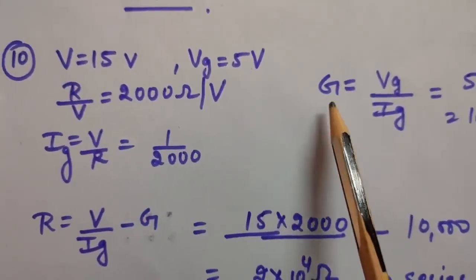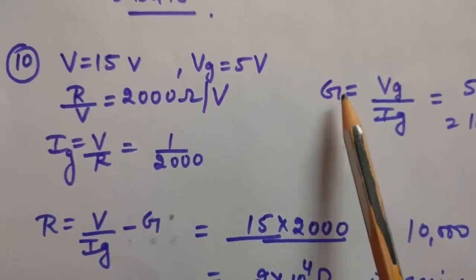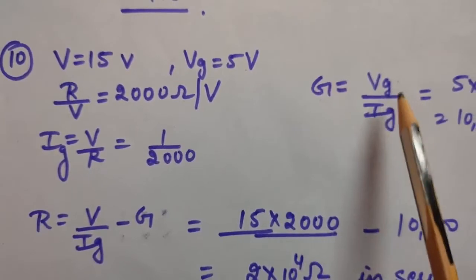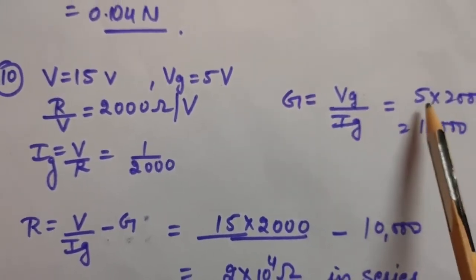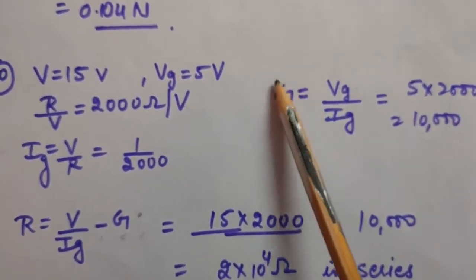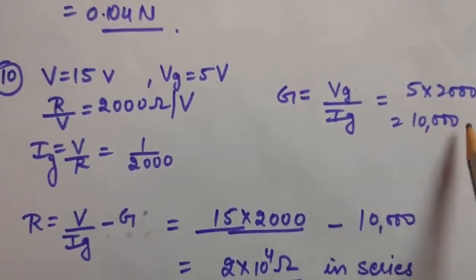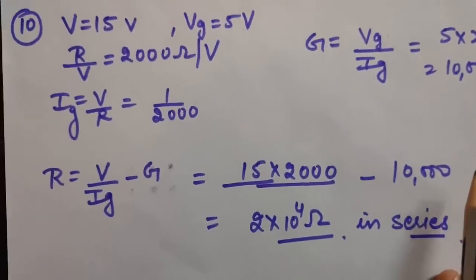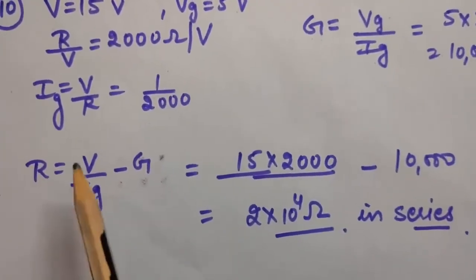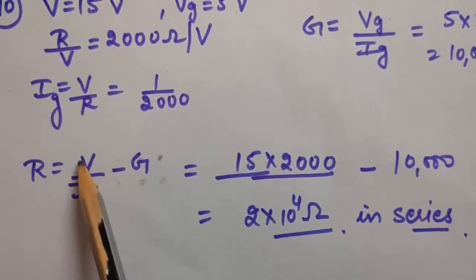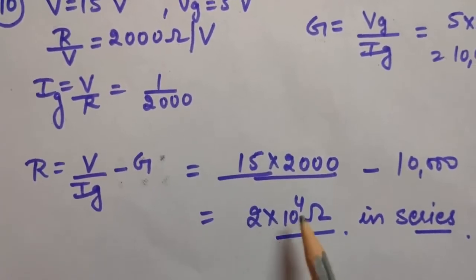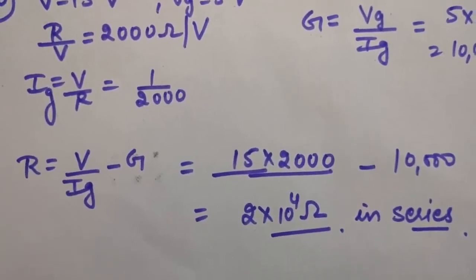So first of all, let us calculate the resistance of the galvanometer. As you know, Vg is G Ig. So G will be Vg upon Ig. So Vg is 5 and Ig is 1 by 2000. So your resistance of the galvanometer will come to be 10,000 ohms. So to convert it into a voltmeter, we have to connect a higher resistance in series whose formula is V upon Ig minus G. Now you have all the values, put them in and you will get the value to be 2 into 10 to the power 4 ohms.